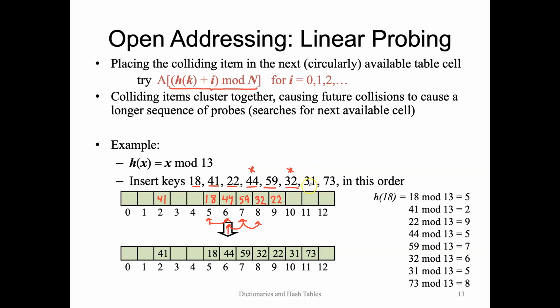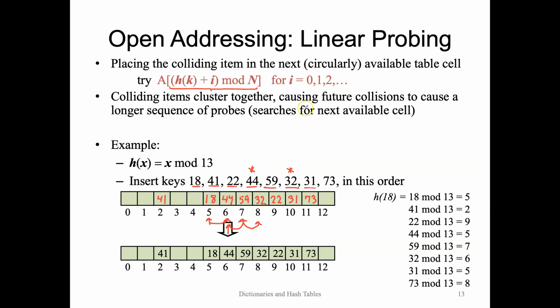Then we go to insert 31, we try at index 5, because 31 mod 13 is 5. So we start here, this is occupied, we move to the next one, it's also occupied. We keep moving down until we eventually find an unoccupied cell. Now we can place 31 here. Then we insert 73. 73 mod 13 is 8, so we're going to start at index 8. This is occupied, so with linear probing, we move to the next one. This is also occupied, we move to the next one. Also occupied, so we move all the way to index 11. We insert 73 here.